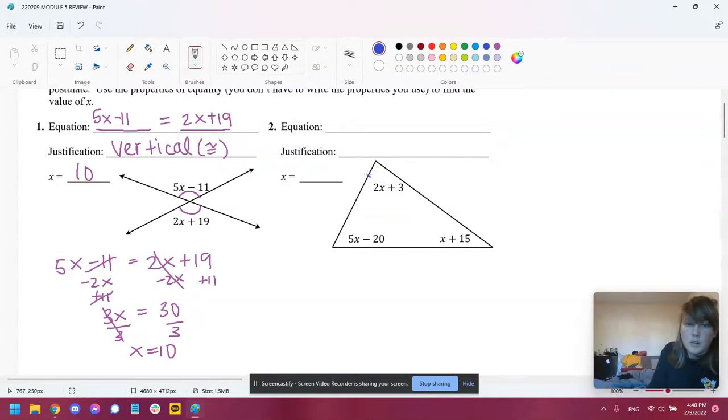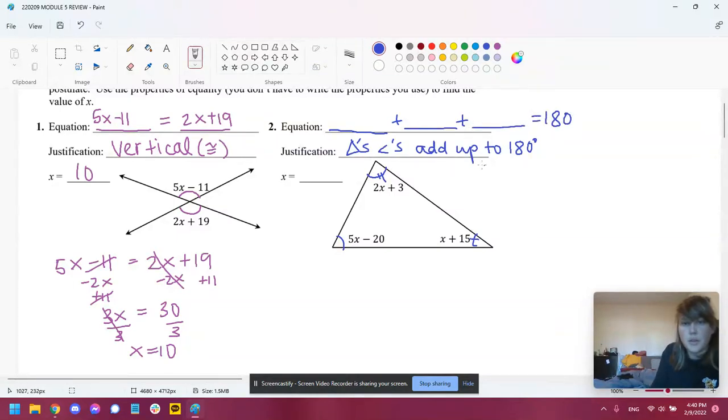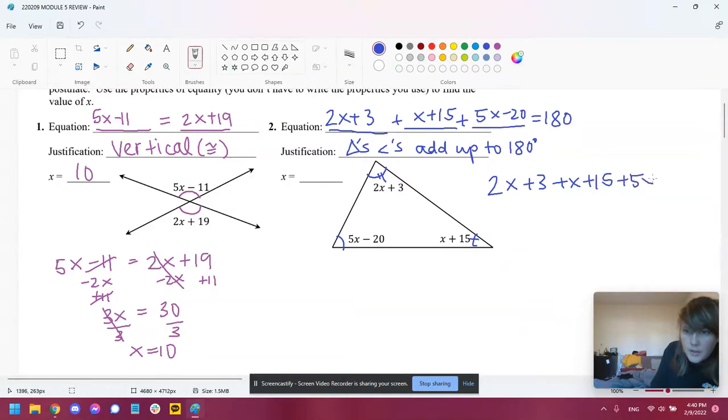So let's do it again. Start with my justification. How do these three angles relate to each other? Turns out that a triangle's angles add up to 180, which is why I'm going to say these three angles added together are 180. Great. I'm just going to write my angles in. It does not matter what order. Minus 20. And now I'm going to do some algebra. So I've got 2x plus 3 plus x plus 15 plus 5x minus 20 equals 180.